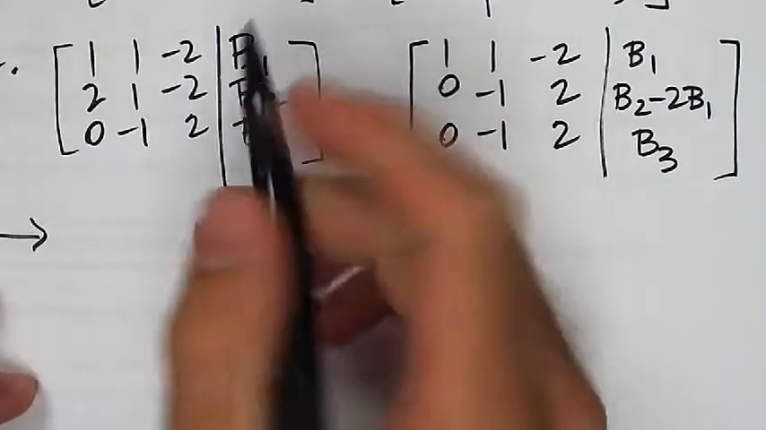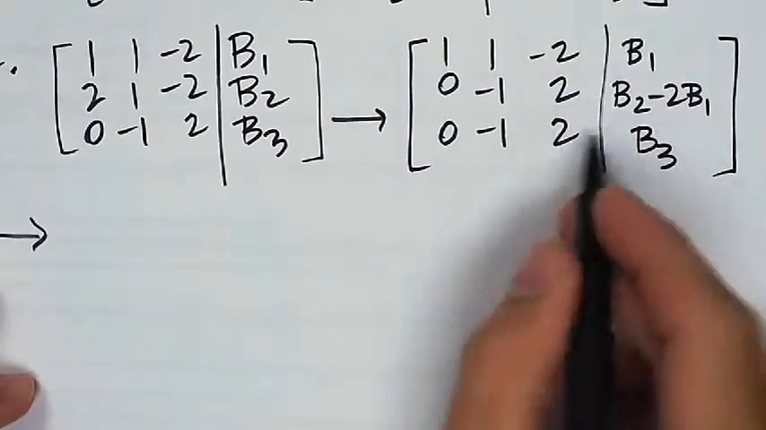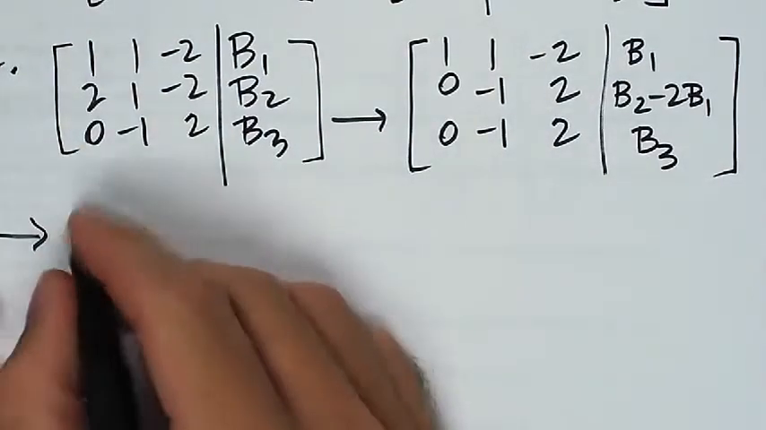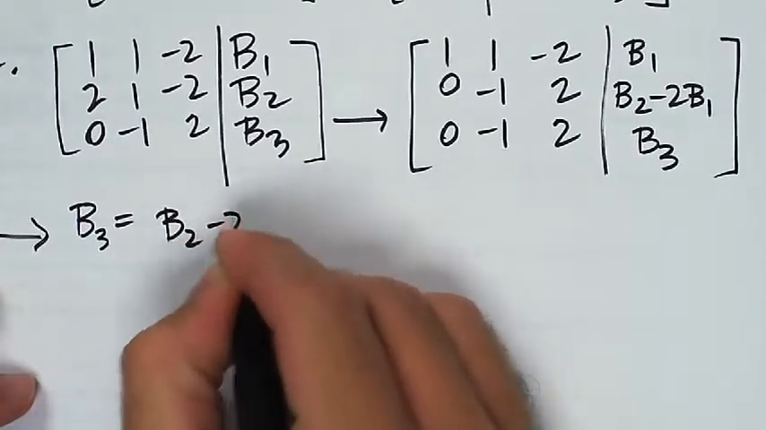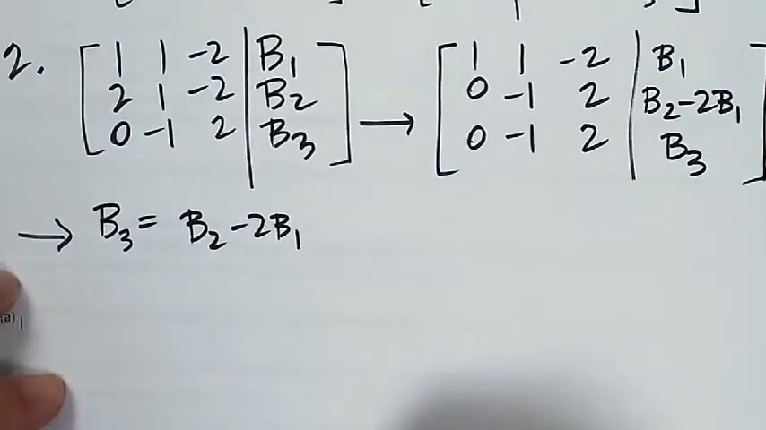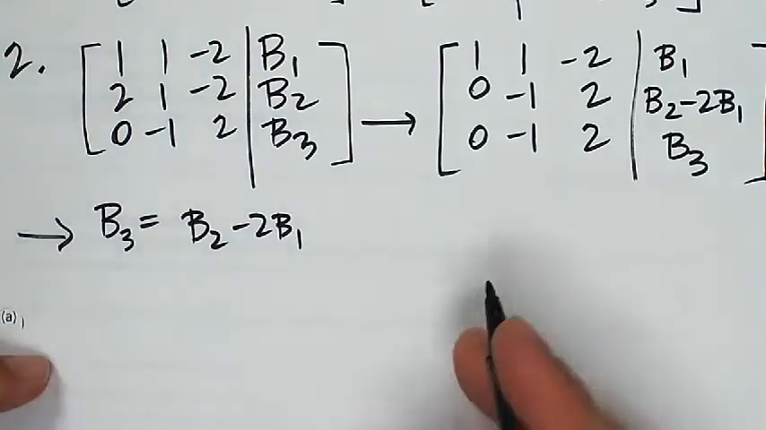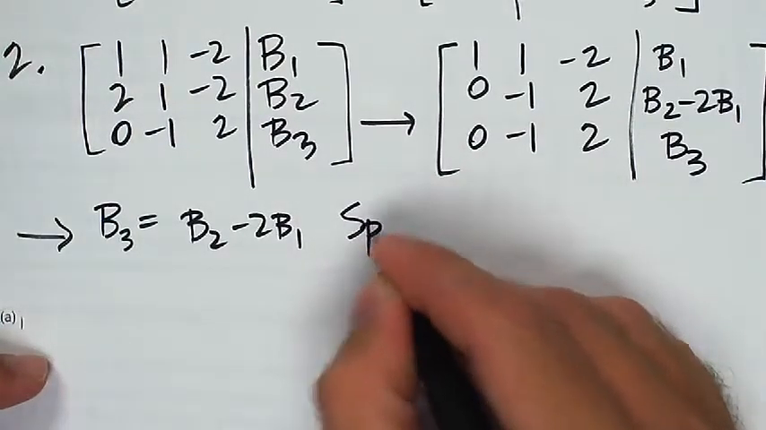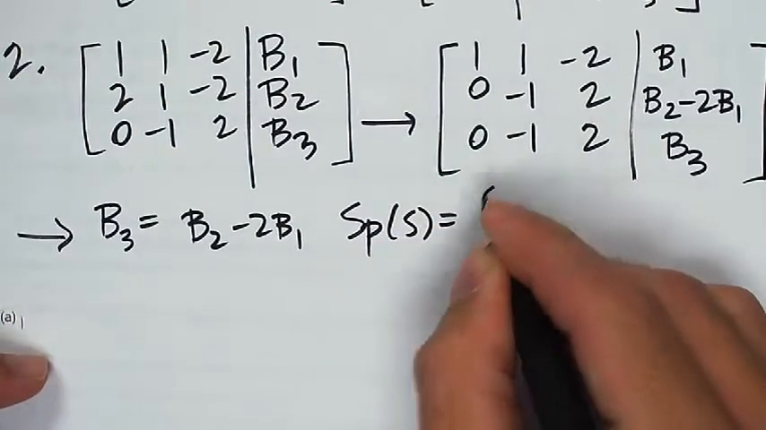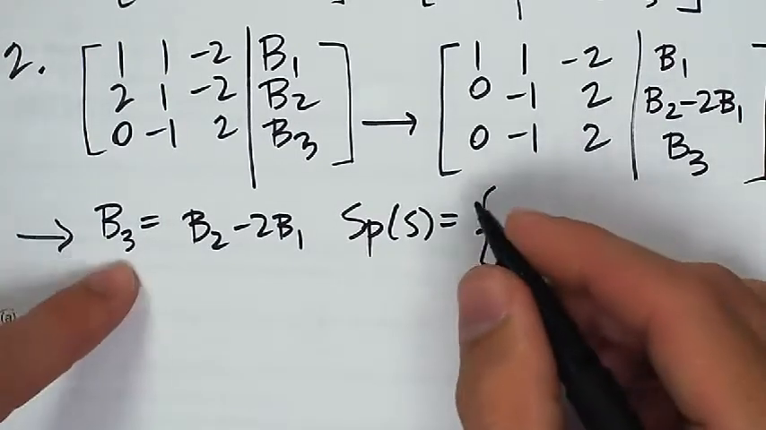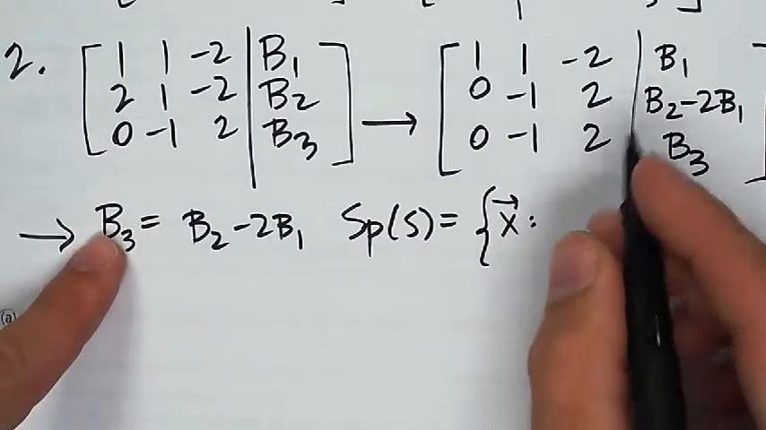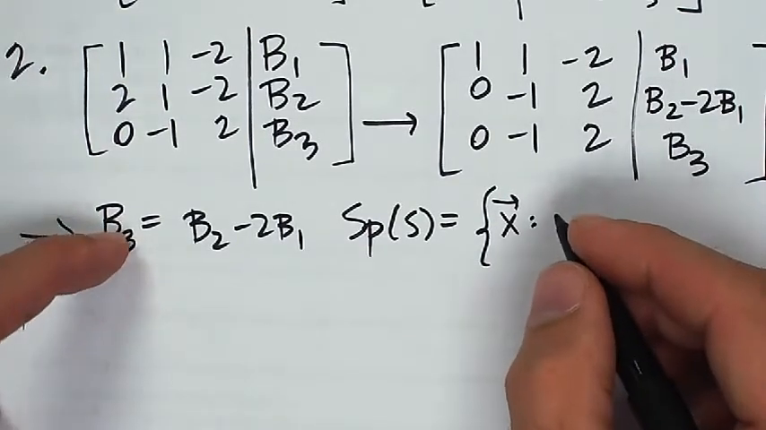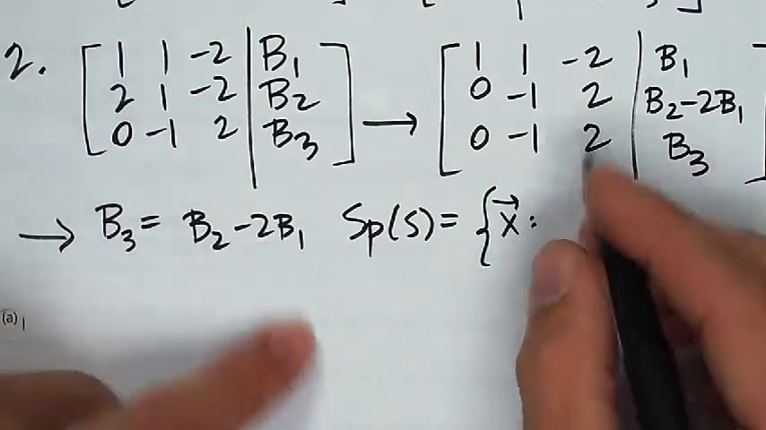Okay, so what I'm going to do, I'm going to say that in order for this to be consistent, I need B3 to equal B2 minus 2 times B1. Okay, this is number 2. And so my span is equal to the set of all 3-dimensional vectors for which the third component is equal to the second component minus 2 of the first component.